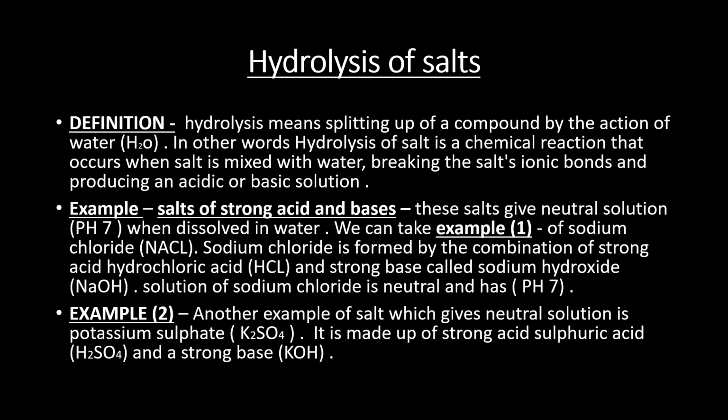Another example of a salt which gives neutral solution is potassium sulfate. Potassium sulfate is a salt. It is made up of strong acid, sulfuric acid, and a strong base, potassium hydroxide. Both are strong. So they give K2SO4, which is a neutral solution, and its pH is 7. So how does this solution become neutral? Because acid and base both are strong.